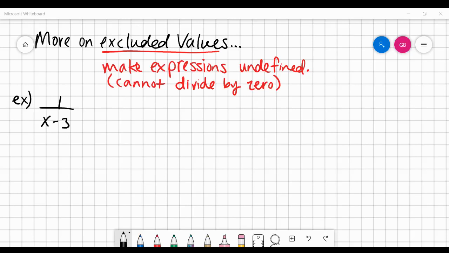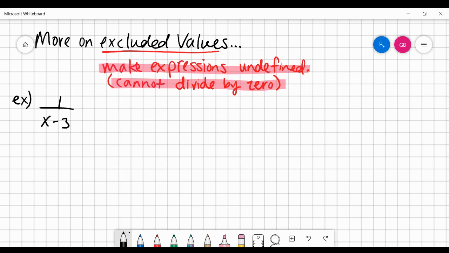Okay, so I'm making this video just to go into a little bit more detail on excluded values. These are the values that are going to make the expressions undefined. And if we're dealing with fractions, they're going to be undefined when the denominator is 0 because you cannot divide by 0. Okay? So for example, let's say we have 1 over x minus 3.